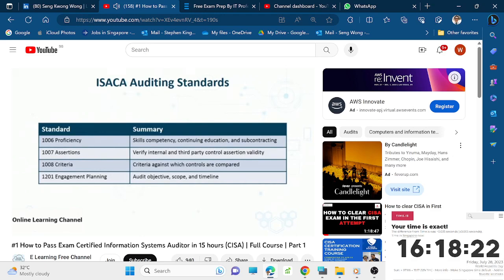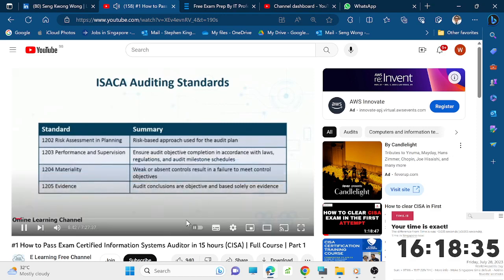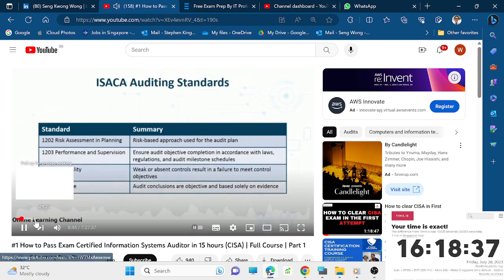Also, we've got auditing standard 1201, which deals with engagement planning. The engagement in this case being the actual audit that's being performed, where we look at the audit objective scope and the timeline. Other standards would include 1204.